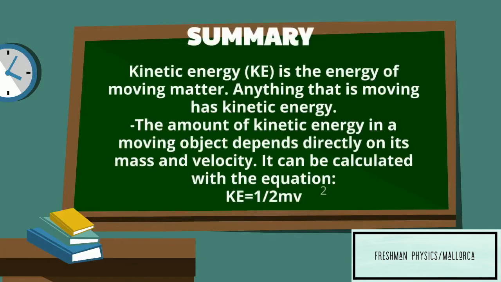To summarize, kinetic energy is the energy of moving matter. Anything that is moving has kinetic energy. Take note that the amount of kinetic energy in a moving object depends directly on its mass and velocity, therefore it can be calculated with the equation KE equals 1/2 mv squared.